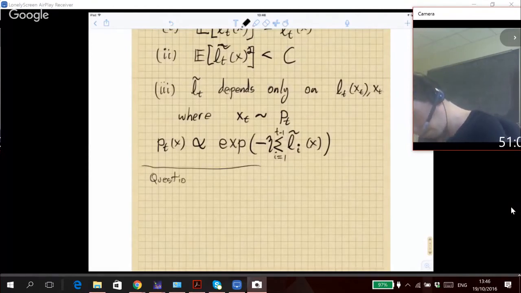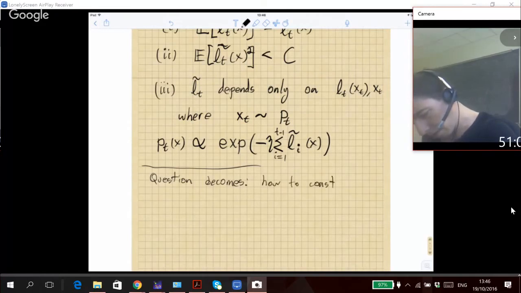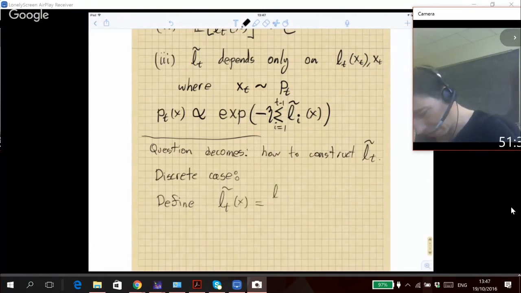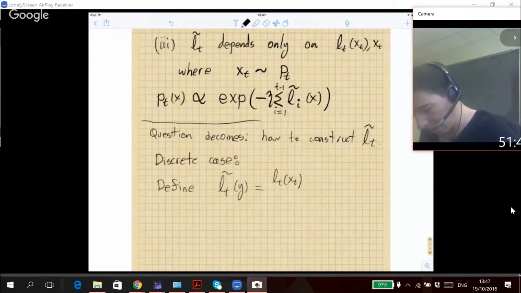So the question becomes, how to construct tilde L_t? Here is the very easy answer in the discrete case. Once you know what the question is, the answer is very easy. Let's just define tilde L_t of x to be the following. Let's take L_t of X_t, or maybe let me call this y instead of x just so that this won't be confusing. Let's take L_t at X_t times the indicator that X_t is equal to y. So tilde L_t will be supported on X_t.